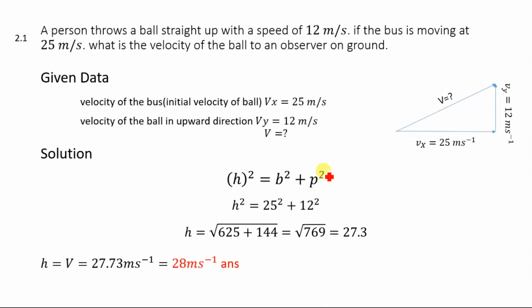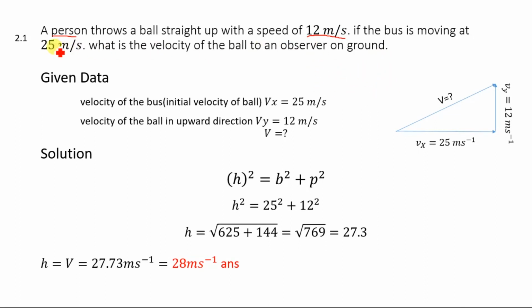Of first year physics. Numerical number 1: a person throws a ball straight up with a speed of 12 meters per second. If the bus is moving at 25 meters per second, what is the velocity of the ball to an observer on the ground? So it means that the person is traveling in the bus. So the velocity of the bus is 25 meters per second, and the velocity of this person will also be equal to 25 meters per second, and similarly the velocity of the ball before throwing will be equal to 25 meters per second with respect to an observer on the ground.